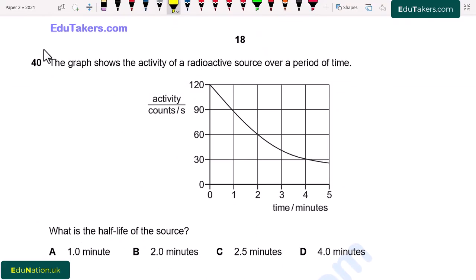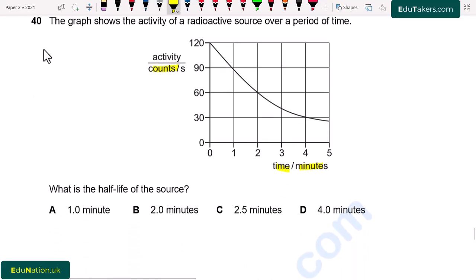Question number 40. The diagram shows the activity of the radioactive source over a period of time. Here is a graph which shows the activity, which is count per second, and time, which is measured in minutes. What is the half-life of the source? So here we have to find out the half-life. Half-life is the time during which half of the element decays and the count rate remains half. So first of all, initially when time t is equal to 0, it is given that the count rate is 120.